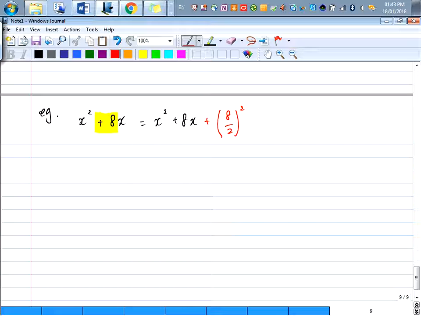Now, have I changed the question so far? See, this is my original question. Is it still the same? They are no longer the same. I am not allowed to change the question. So what must I do? I need to remove it again.